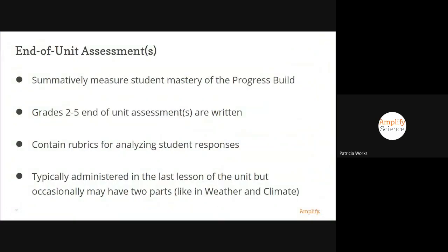The end of unit assessment or assessments summatively measure student mastery of the progress build. In grades 2 through 5, they are written assessments, whereas in K-1, they were just oral assessments. They contain rubrics to help you analyze student responses, and they're typically administered in the last lesson of the unit, but sometimes there are 2 different parts, like in Weather and Climate.